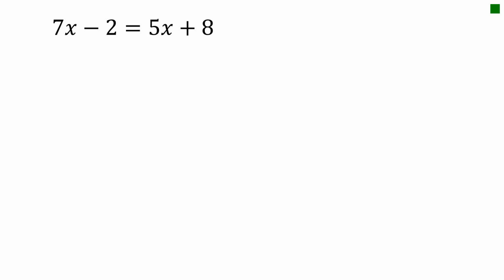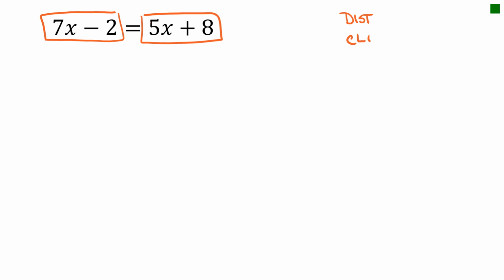All right, so if you look at this one, you know I like to take my left side and put it in a box, take my right side and put it in a box. Question, I'm only looking at the left-hand side. Do I need to distribute? Nope. Do I need to combine like terms? Nope. So now I'm only looking at the right side. Do I need to distribute? Nope. Do I need to combine like terms? Nope. That means both sides of the equation are as clean as they can get.